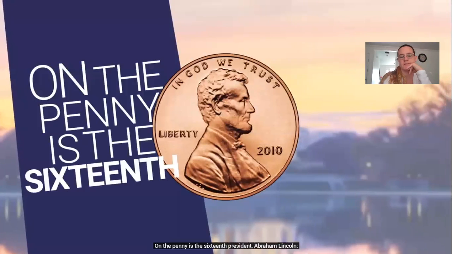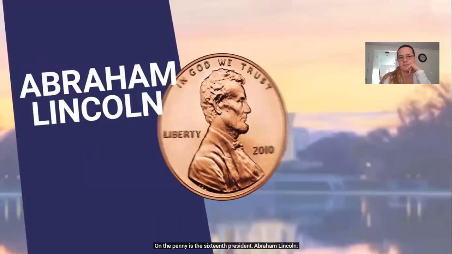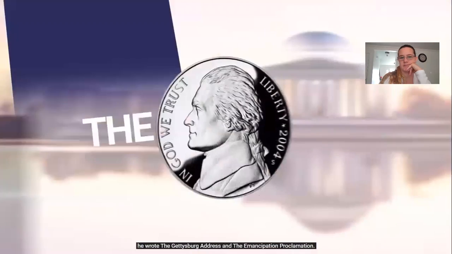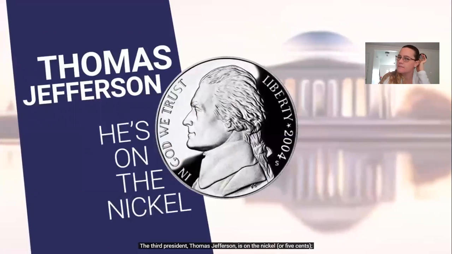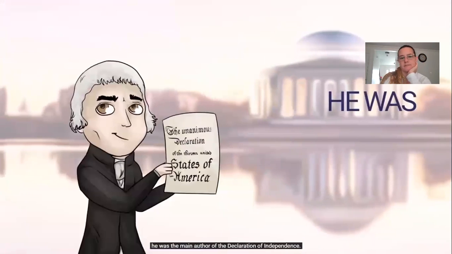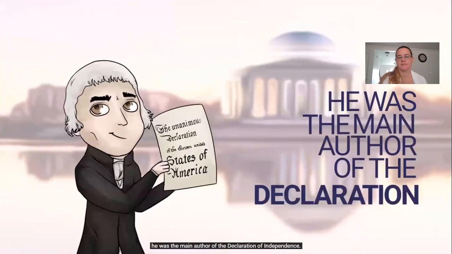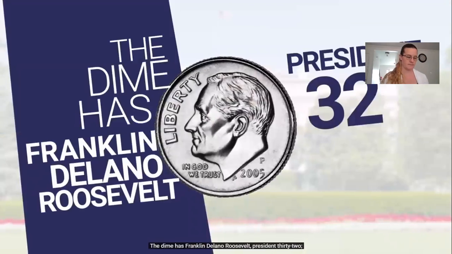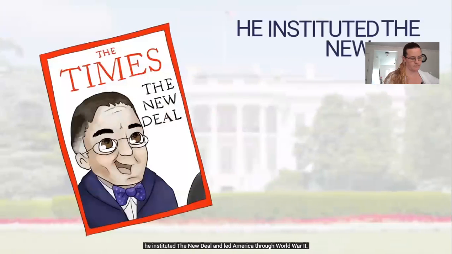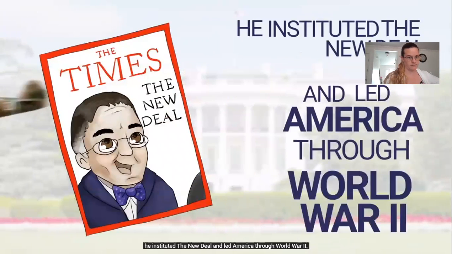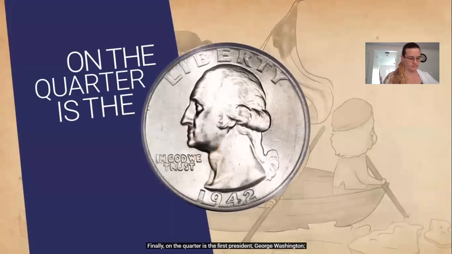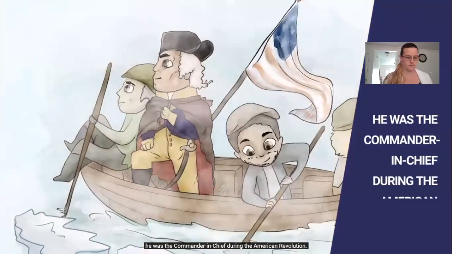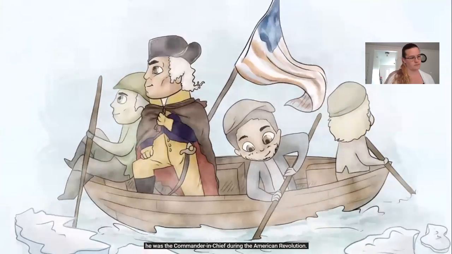On the penny is the 16th president, Abraham Lincoln. He wrote the Gettysburg Address and the Emancipation Proclamation. The 3rd president is Thomas Jefferson. He's on the nickel or 5 cents. He was the main author of the Declaration of Independence. The dime has Franklin Delano Roosevelt, President 32. He instituted the New Deal and led America through World War II. Finally, on the quarter is the 1st president, George Washington. He was the commander-in-chief during the American Revolution.